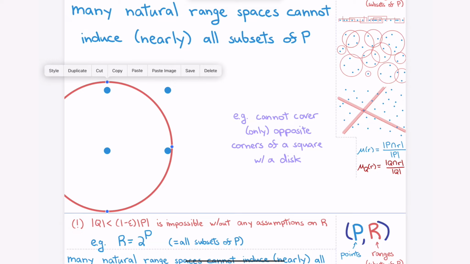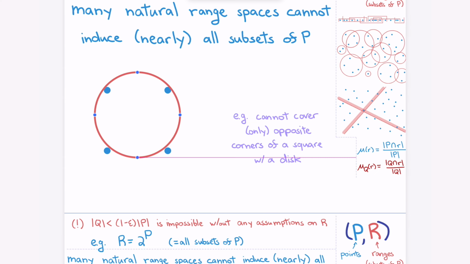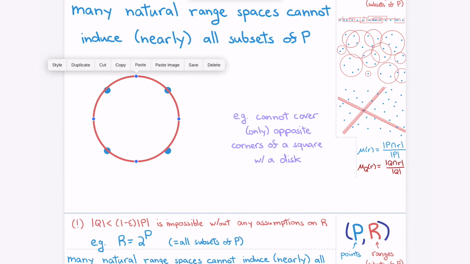What can you not do? Okay, you can't do the diagonal corners, at least if this is drawn correctly. You shouldn't be able to do opposite corners. So when I have points arranged in a square, I can't induce all the subsets that I want to.